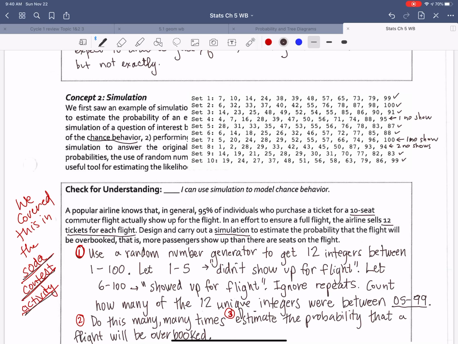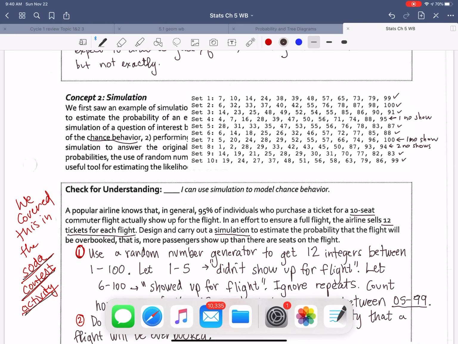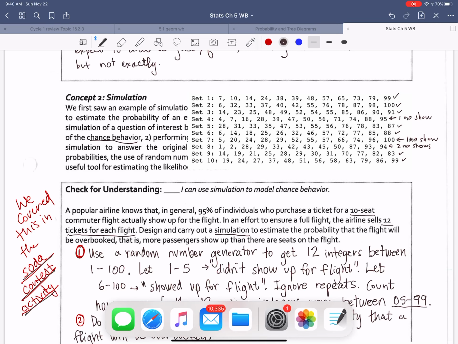Okay. So it says carry out a simulation to estimate the probability. Now I can do this a number of ways, but I just did a set of 10. A couple different ways I could do this. But what did I get? Out of a set of 10, a 1 show and a 2.